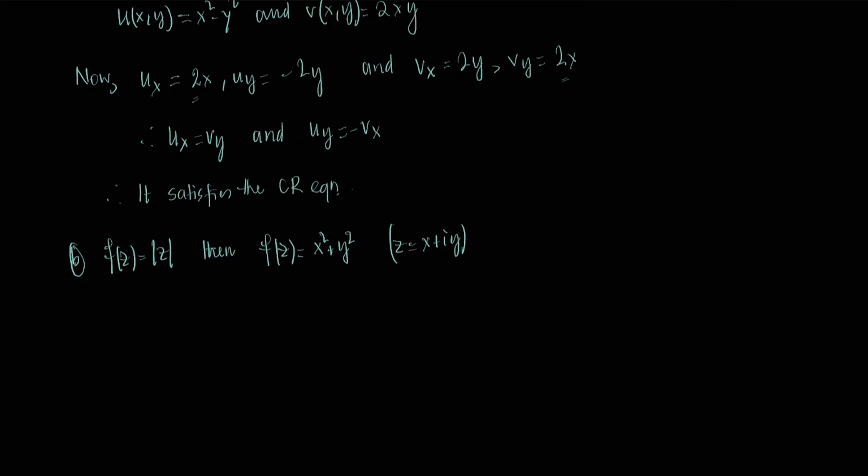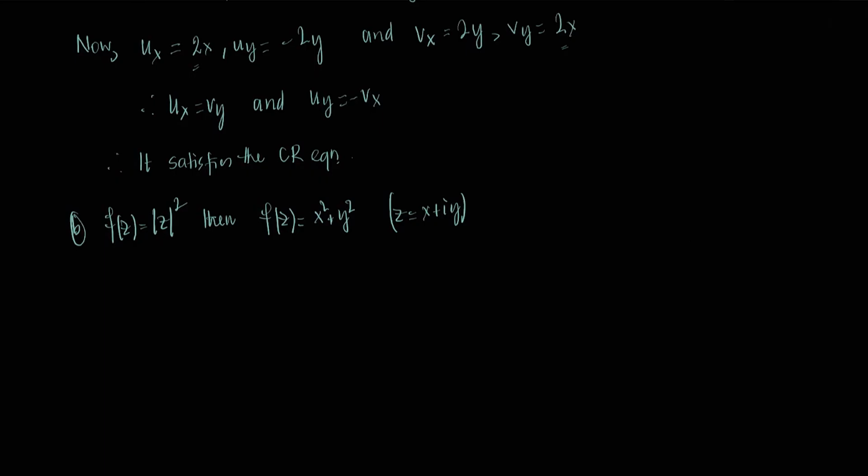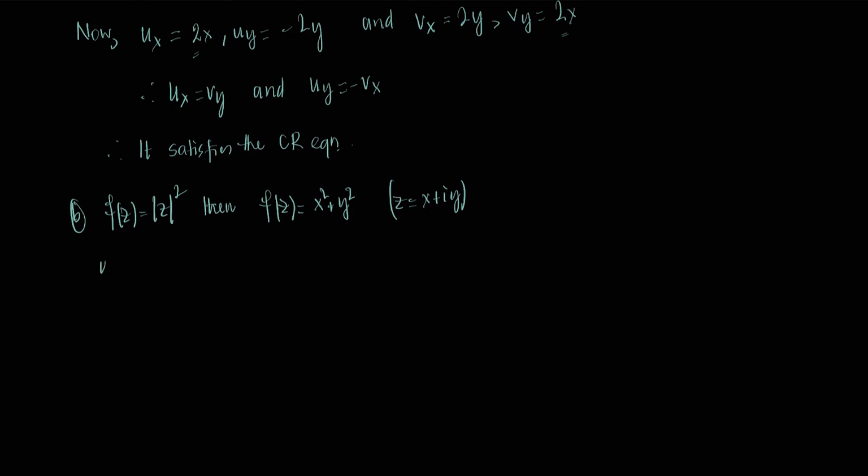So let's just make our life a little bit easier and use mod z squared. It doesn't really matter. If f(z) equals mod z, it becomes x squared plus y squared, whole power half, which needs a little more calculation, so I will do it with z squared. The conclusion is going to be the exact same. So in this case, what is u of x,y? u of x,y is nothing but x squared plus y squared. And what is v of x,y? v of x,y is nothing but 0.